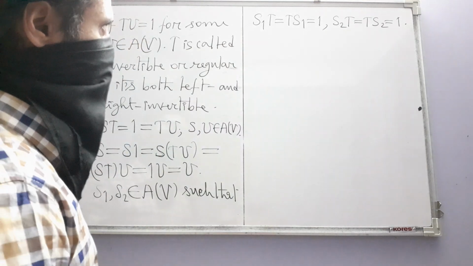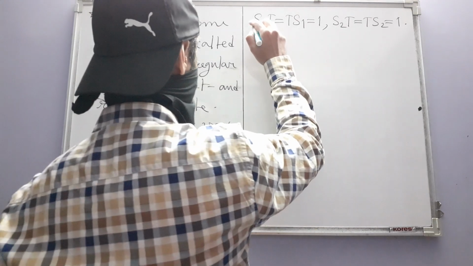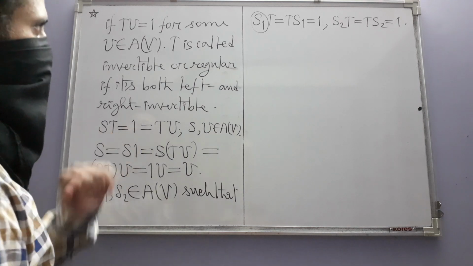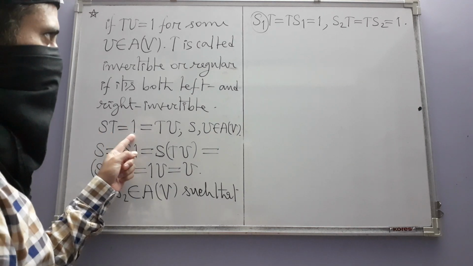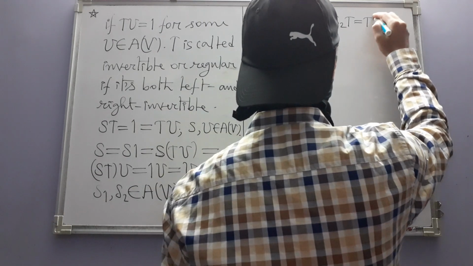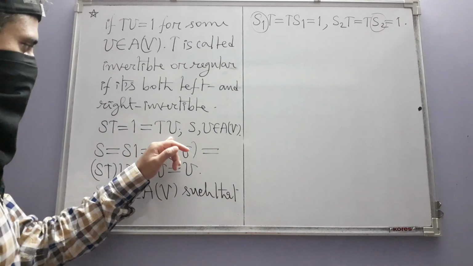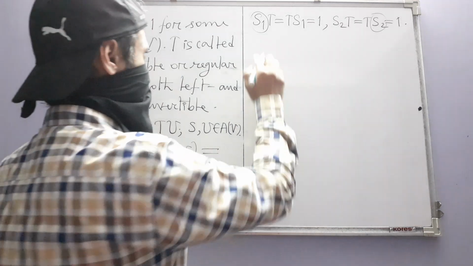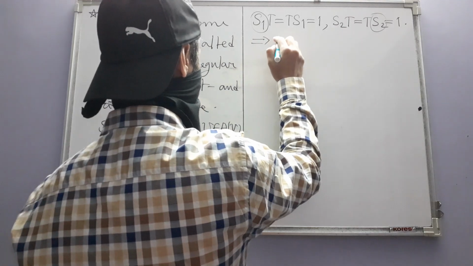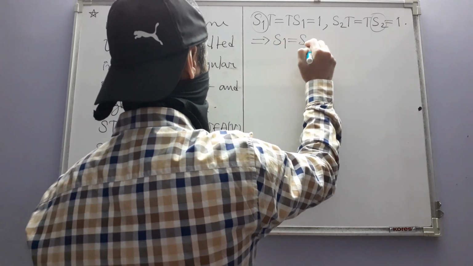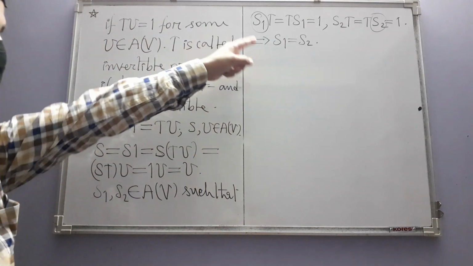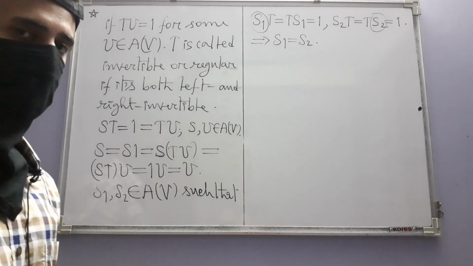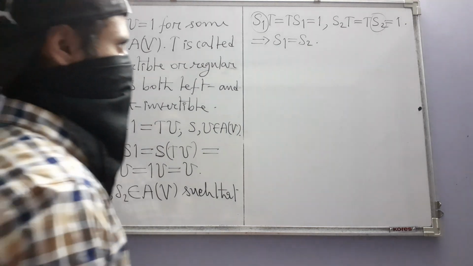But then what happens? You see that S1 acts as a left inverse of T in this sense, and S2 acts as a right inverse of T in this sense, and we have already proved that then they are equal. So that is why in that case S1 has to be equal to S2, and this uniqueness finally lets us define the inverse of T when it exists.